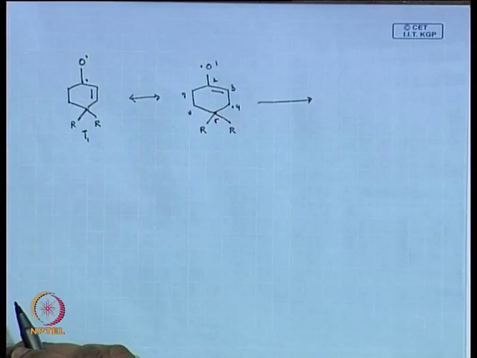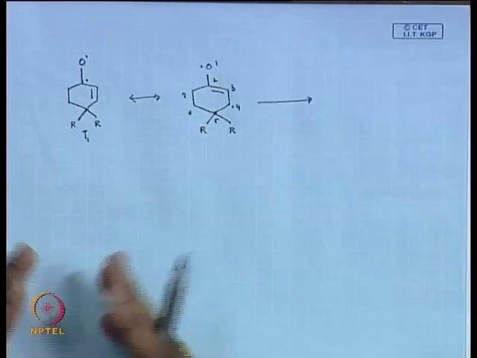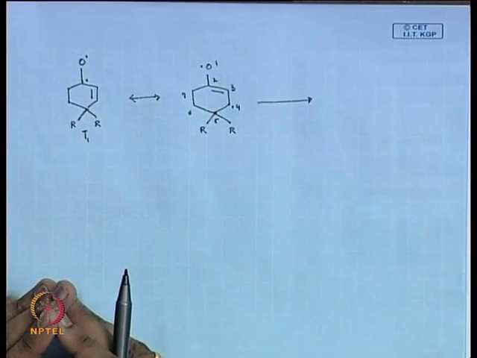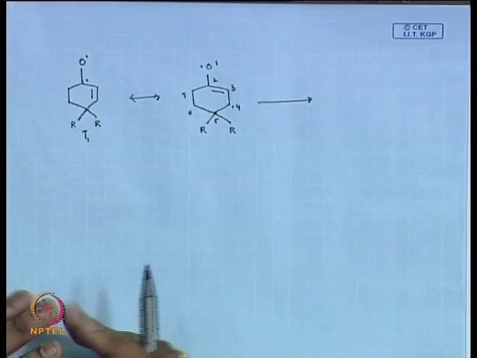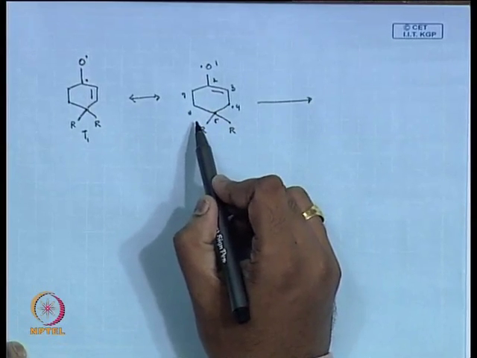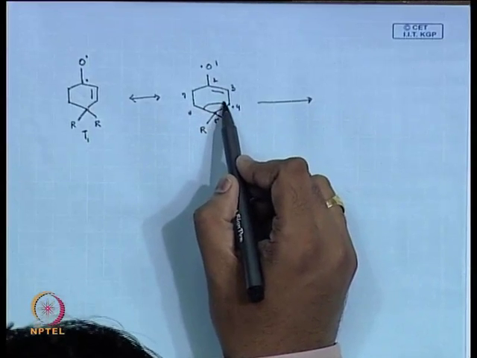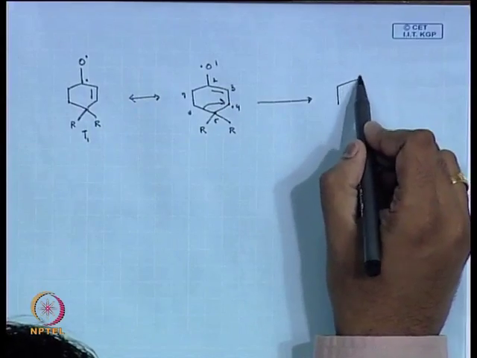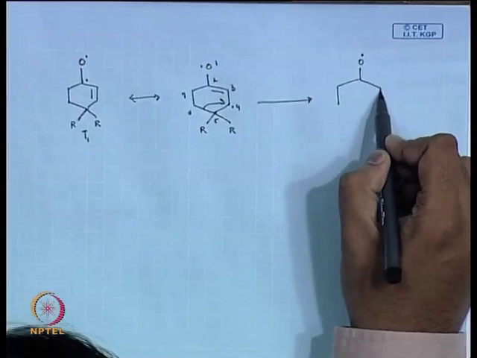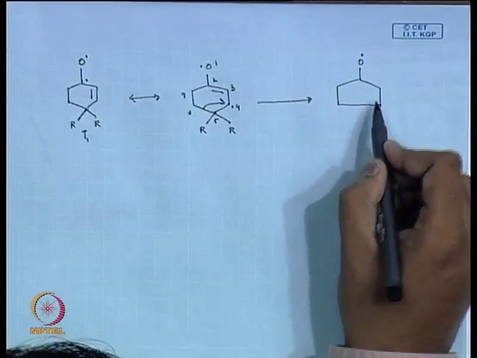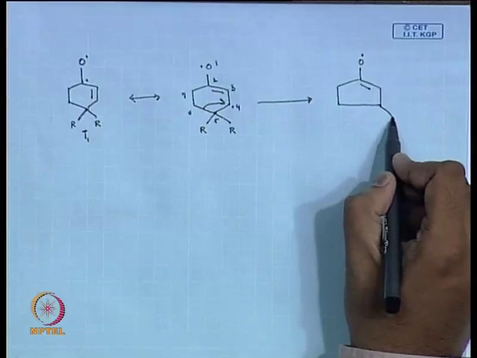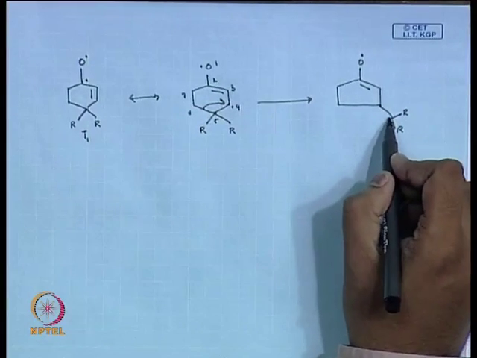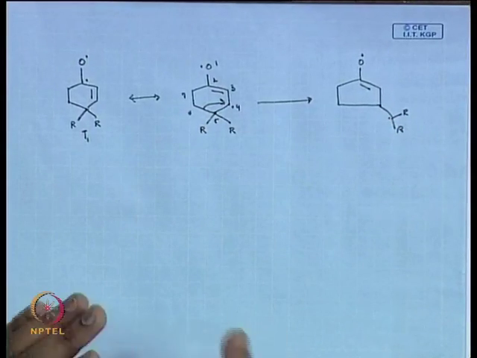So what happens now? R migration, that is why I kept it R. If R is something like hydrogen or methyl, then you do not see much migration. This C5, C6 carbon shifts, it is a radical, shifts like this, to give me the O radical. As you thought, R migration is possible; we should think about what R we are looking for.